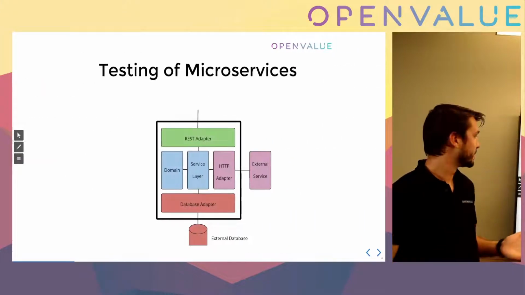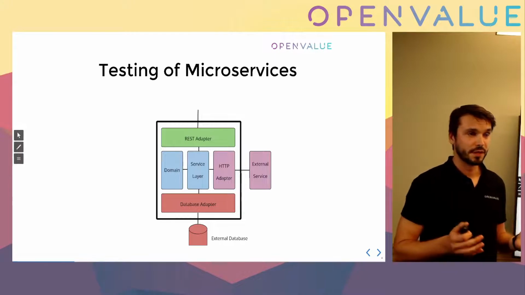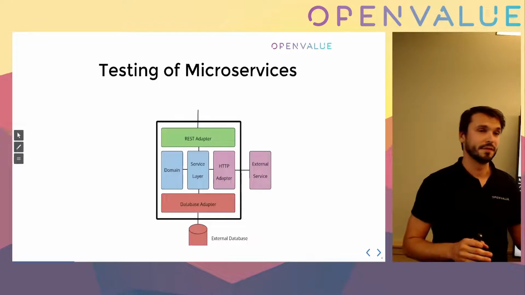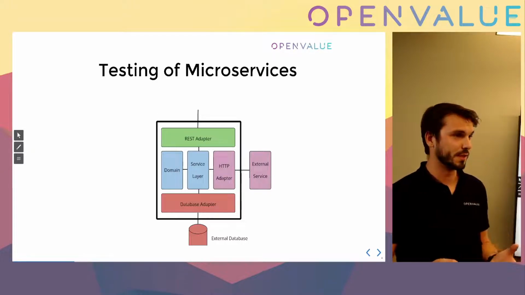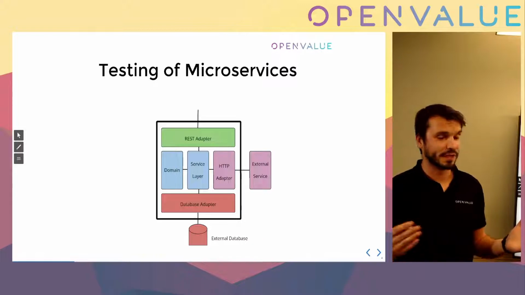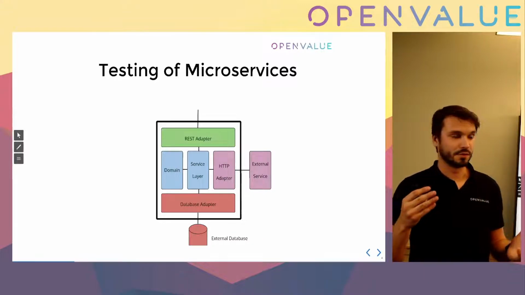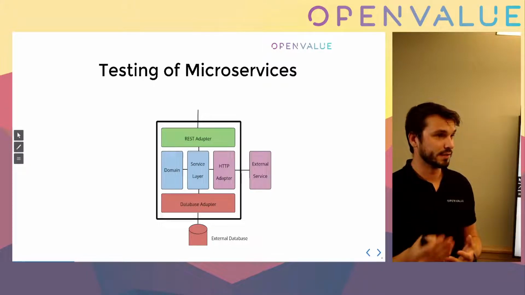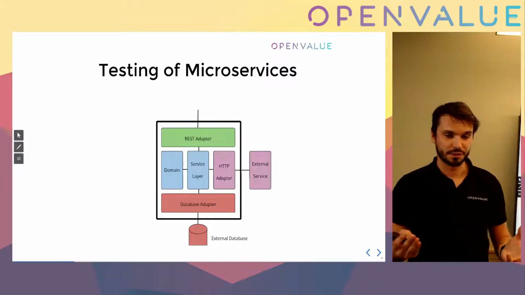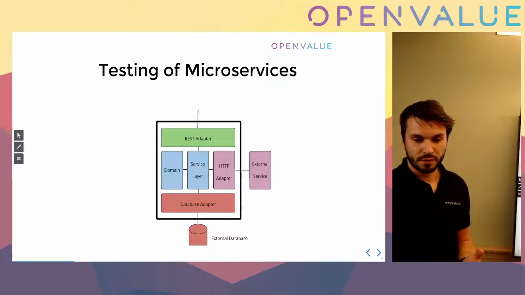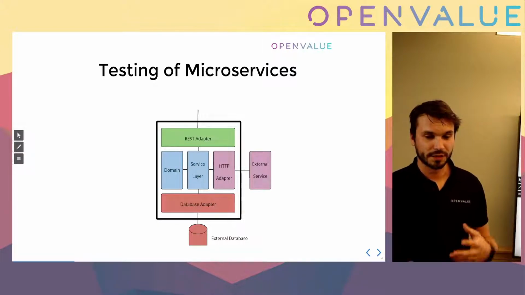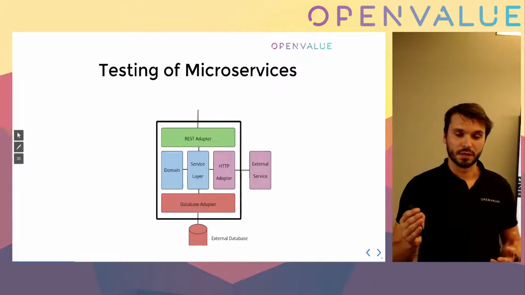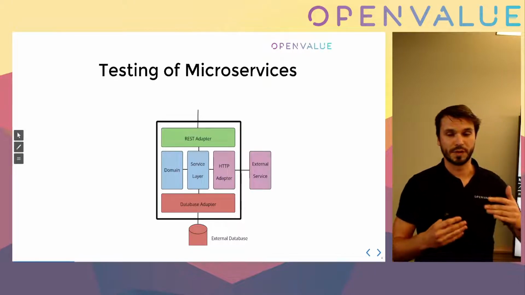So first, the testing of microservices. Here's an example of a small microservice, and it's implied that the service is structured using the ports and adapter pattern, which means all external dependencies are connected to the service layer through an adapter. This makes it easy to test the service layer independently, also the domain logic. One part is the REST adapter, and it declares the endpoints of the service and defines how the service can be called and which values are actually returned.